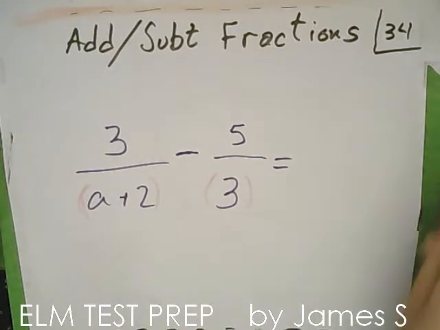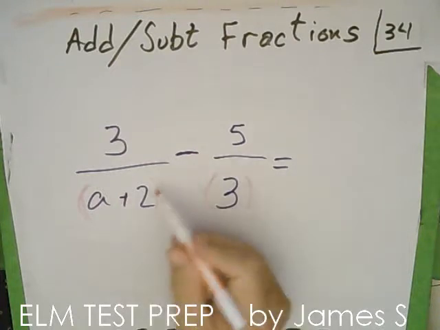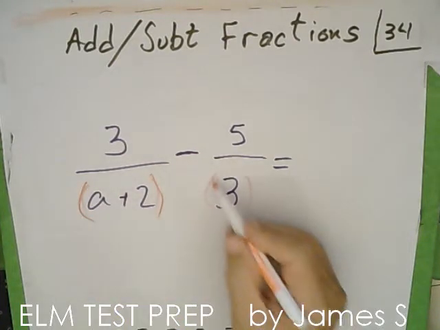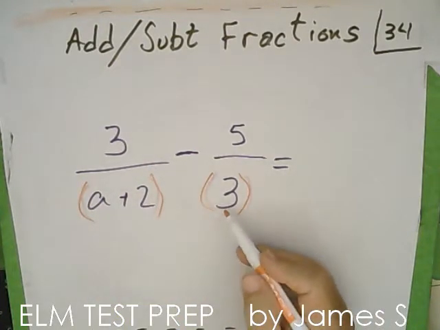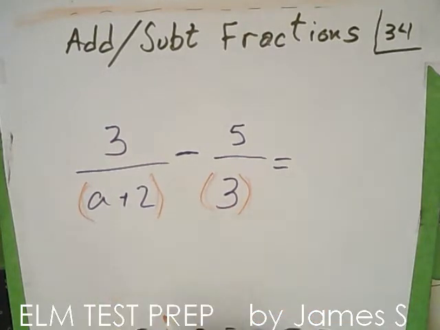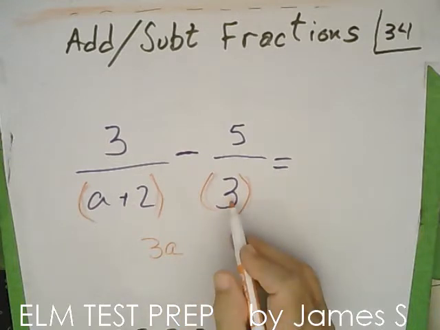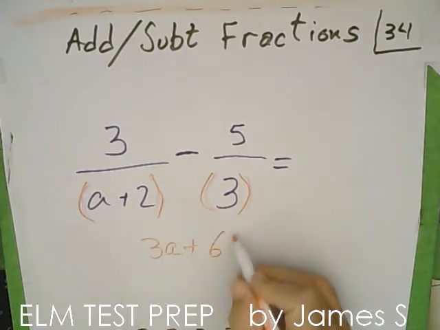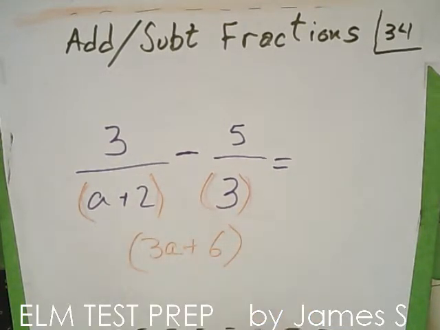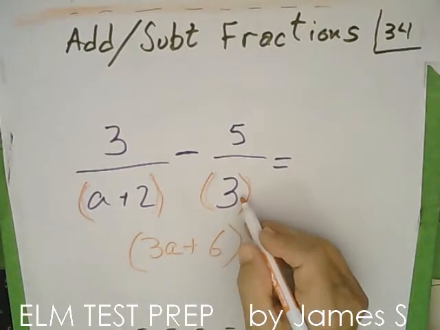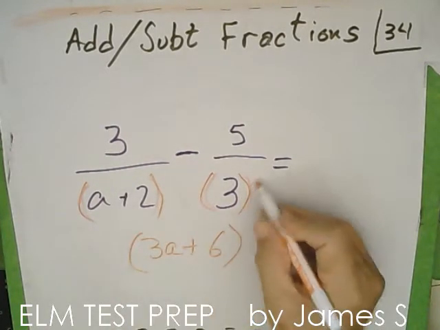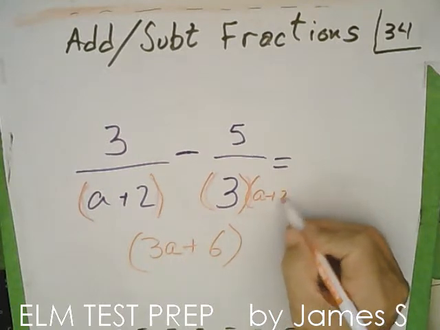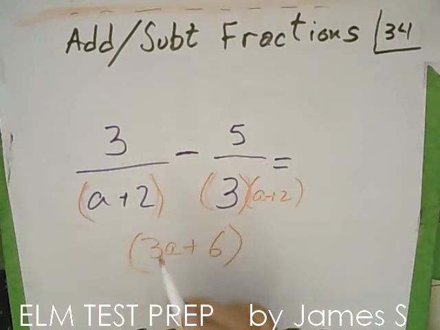Well, if you remember, when we multiply, putting parentheses around these two, I will multiply this times everything inside here. So 3 times a will be 3 times a, plus 3 times 2 is 6. Now I have my new denominator. Well, I multiplied this by a plus 2, and I multiplied this by 3.